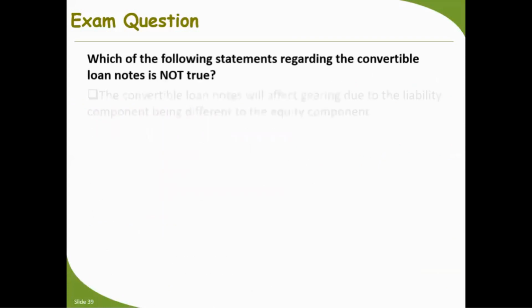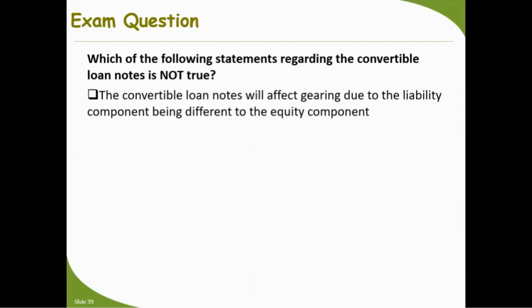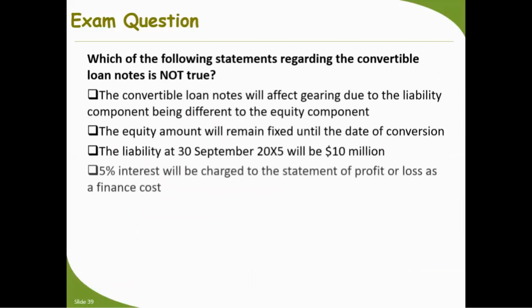Then which of the following statements regarding convertible loan notes is not true? Convertible loan notes will affect gearing due to the liability component being different to the equity component. Yes, both are different. The equity amount will remain fixed until the date of conversion. Yes, this is also correct. The liability at 30th September 2005 will be 10 million and 5% interest will be charged to the statement of profit or loss as finance cost. No, it's 8%. The liability will be 10 million, equal to the principal, but the interest rate would be 8%. Finance cost will be charged at the effective interest rate. So this is not true.